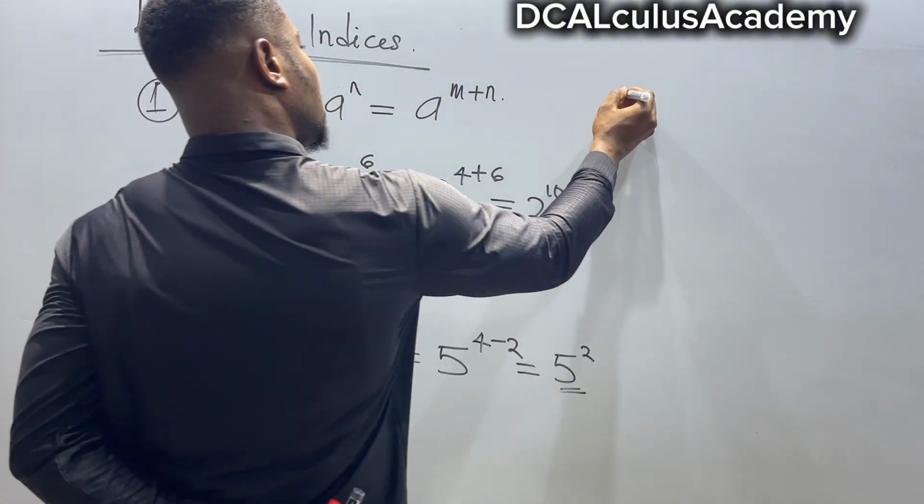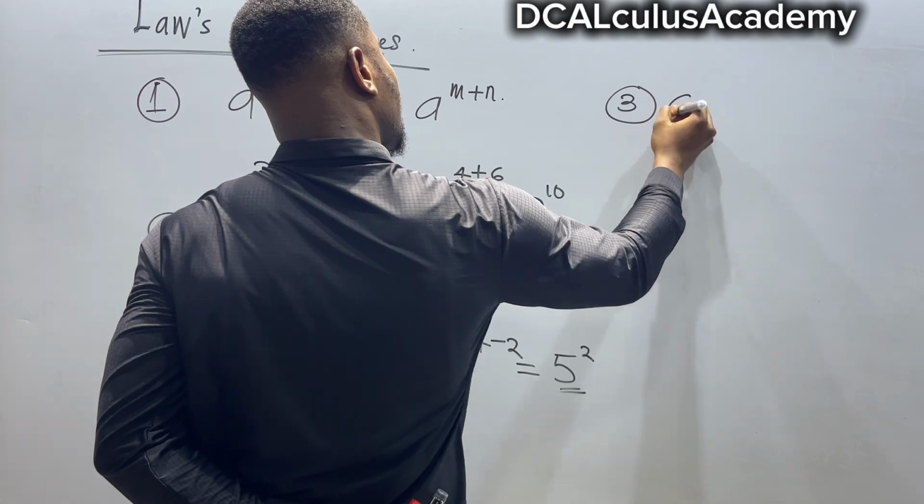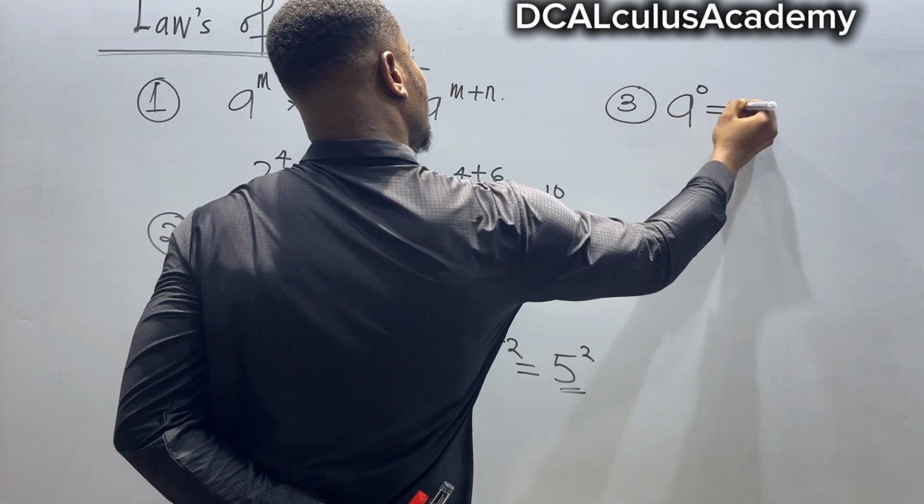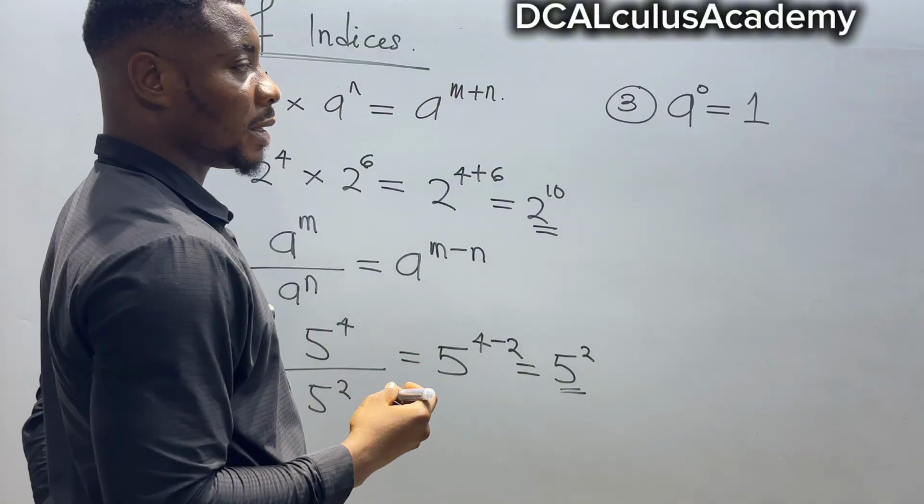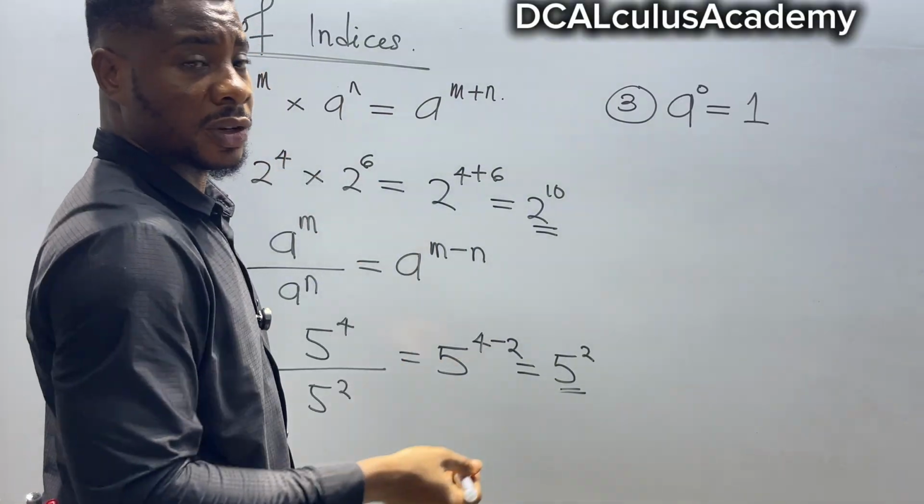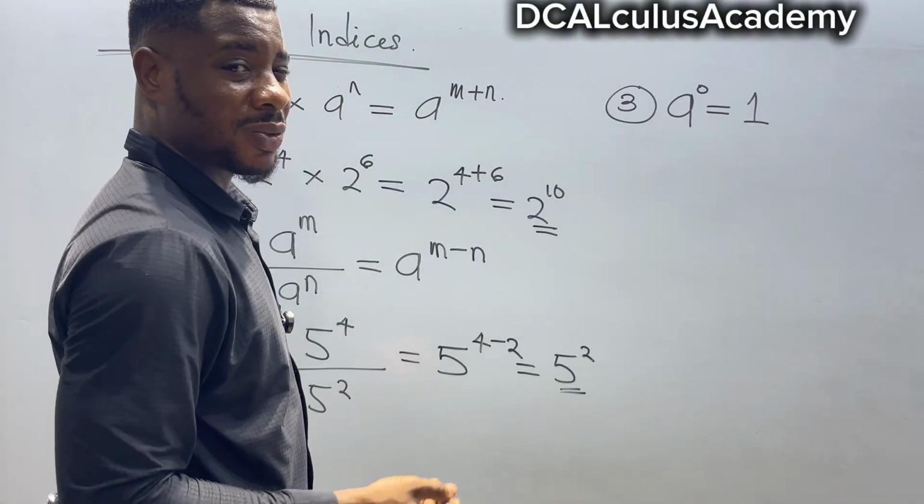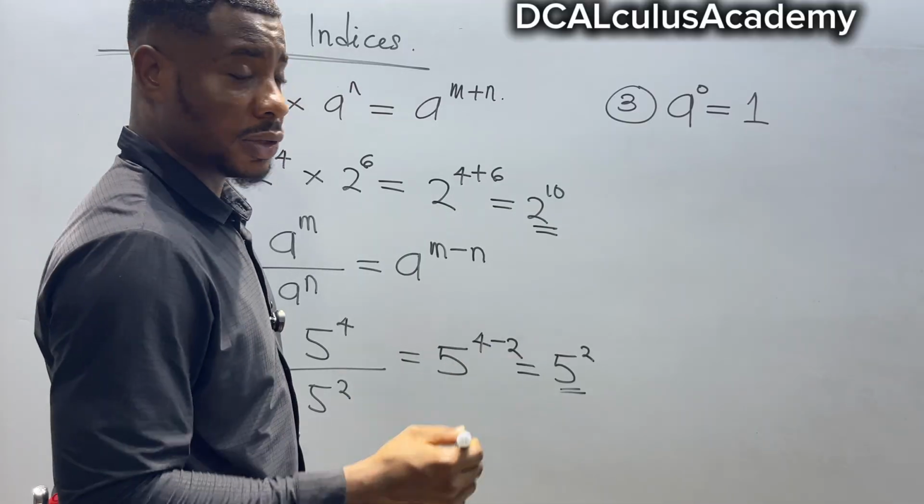Now, for law 3, if we have a to the power of 0, it is always 1. Anything to the power of 0 is 1. Alright? Yes, anything to the power of 0 is 1. So we have 5 to the power of 0 is 1. 10 to the power of 0 is 1. 1 billion to the power of 0 is still 1.